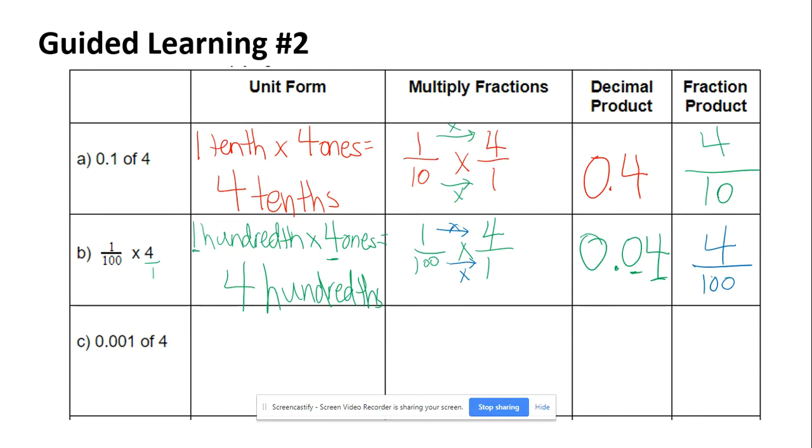Let's do letter C. 1/1,000. So I'm going to write that down, 1 thousandth. And of means multiply. 4, and it's in the ones place. So 4 ones. Start by multiplying the whole numbers. 1 times 4 is 4. Thousandths times ones is thousandths.